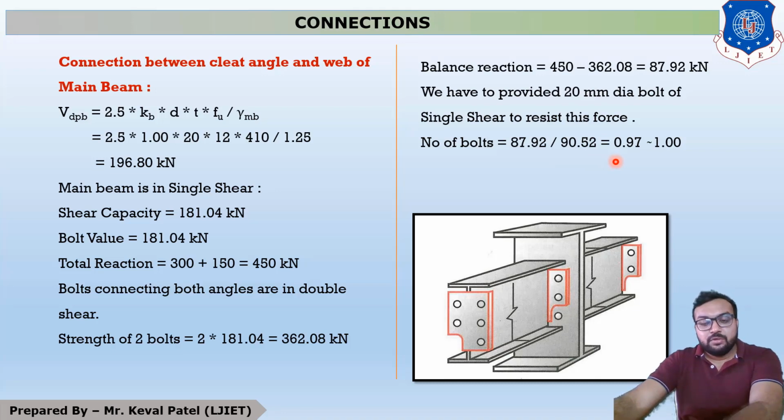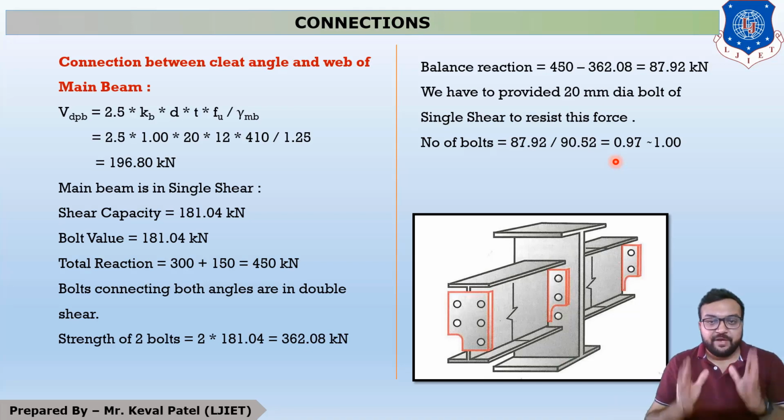Okay, so our final answer is we have to provide 20 diameter 2 bolts in double shear and a 20 diameter bolt provided in single shear on one side, and on one side it is for the 300 kilonewton side. So you can see that we have to provide three bolts, 1, 2 and 3 over here, and two bolts over here.